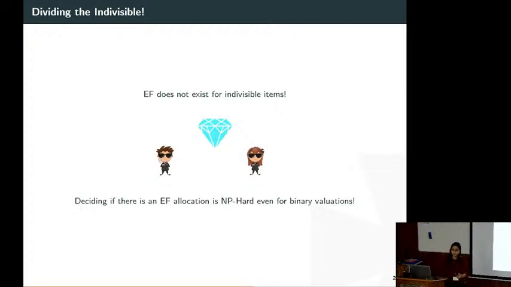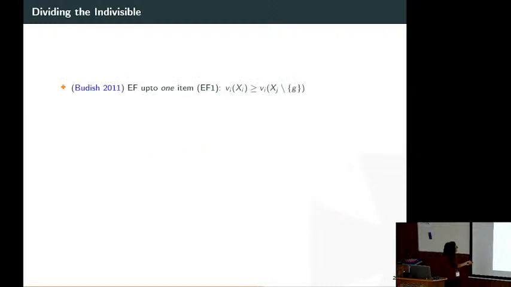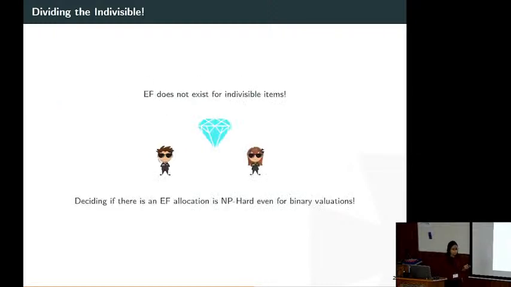Proportionality in this case? The definition remains the same. At least for the definition of proportionality, even if there is no normalization, whatever value I derive from the whole bundle, it could be different for different agents. If the instance is non-normalized, I should get 1 by n of it. Let's say I value the entire bundle at 100, you value the entire bundle at 200. So my value will be, I should get 50 and you should get 100. That is the proportional value. Okay.